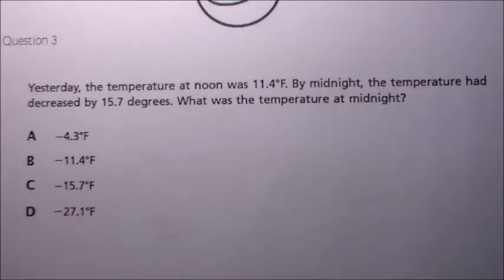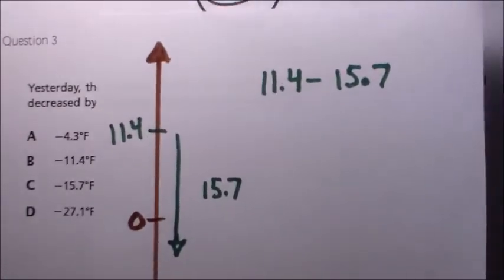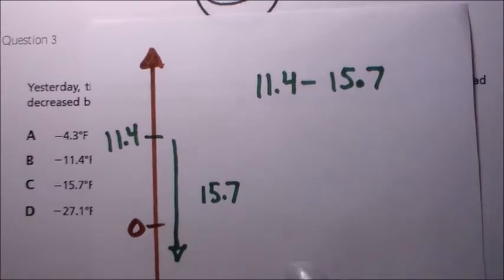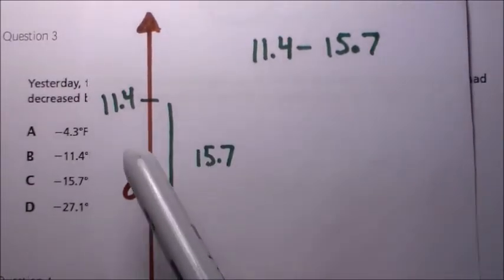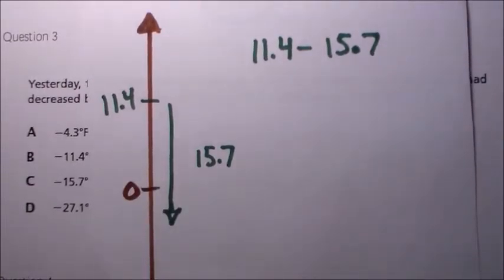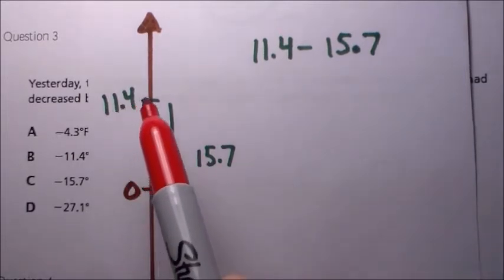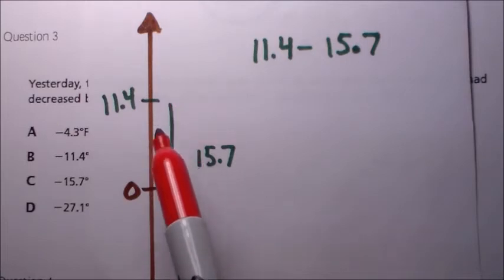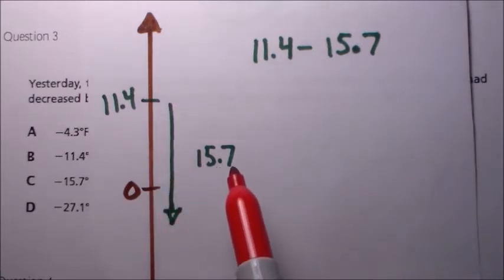Question 3. Yesterday, the temperature at noon was 11.4 degrees. By midnight, the temperature had decreased by 15.7 degrees. What was the temperature at midnight? So what do we have? We have the temperature starting out at 11.4 degrees and then decreasing by 15.7 degrees.